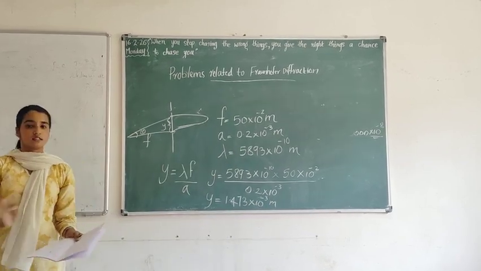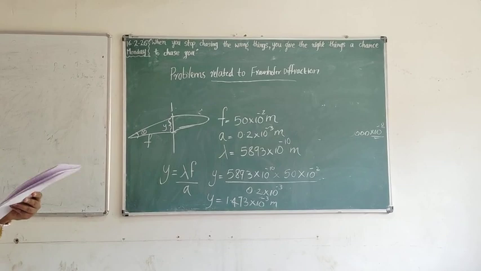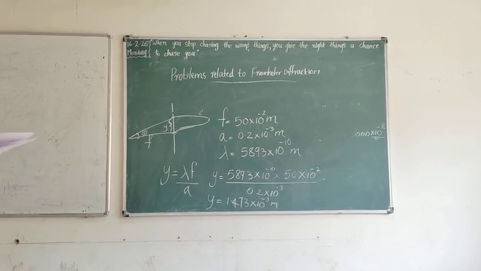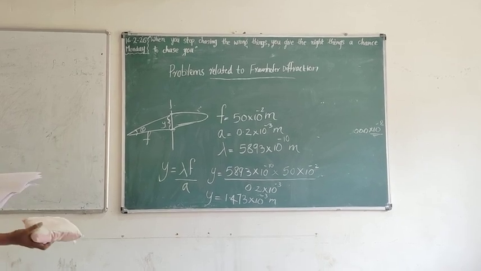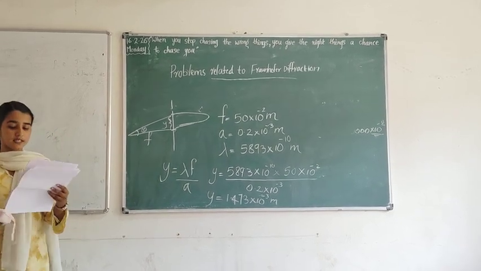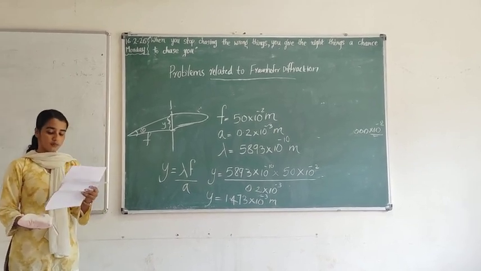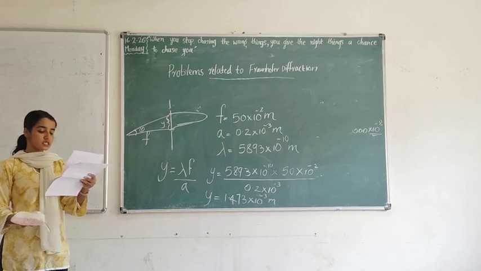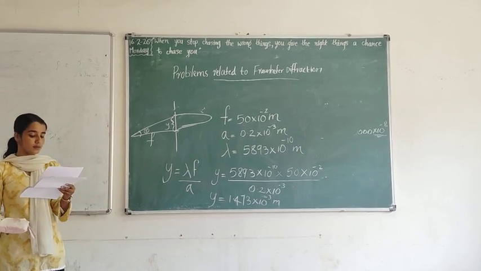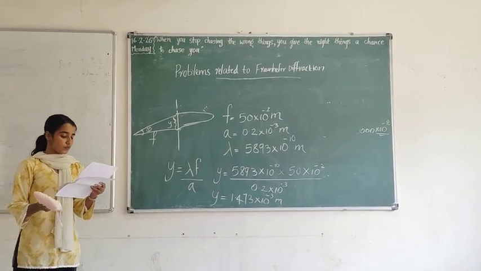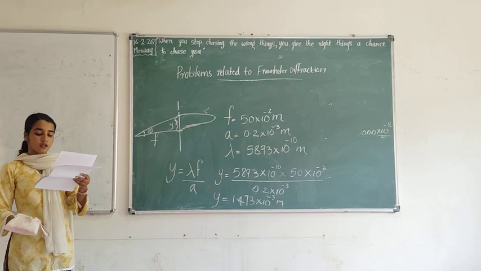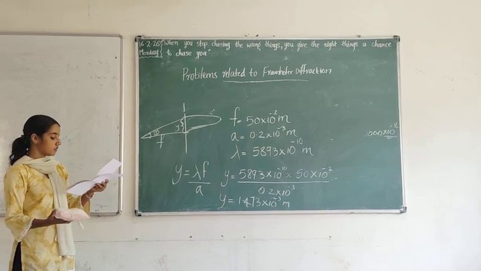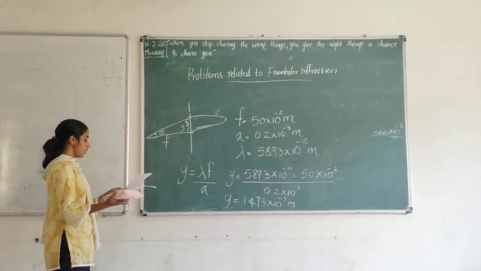Okay, this is the second question. Then we are moving to the third problem. A lens whose focal length is 40 cm forms a Fraunhofer diffraction pattern due to a slit 0.3 mm wide. Find the distance of first secondary maximum from the central maximum. The wavelength of light is 589.3.